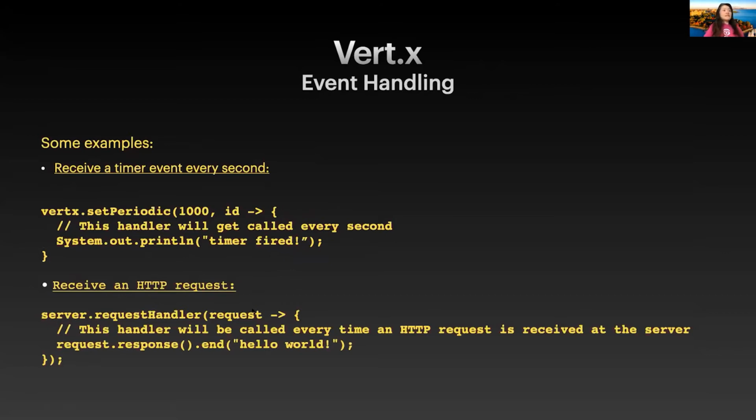And then you can receive an HTTP request. Every time with Vert.x, we make use of a handler to handle any kind of processing. So in this case, for an HTTP server, you want to do a request handler. In this case, it's basically using a lambda and then doing this chain style, we just print out hello world.